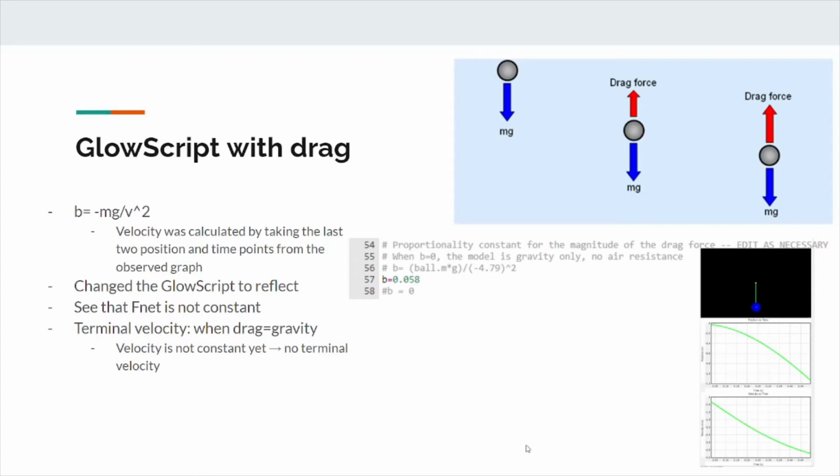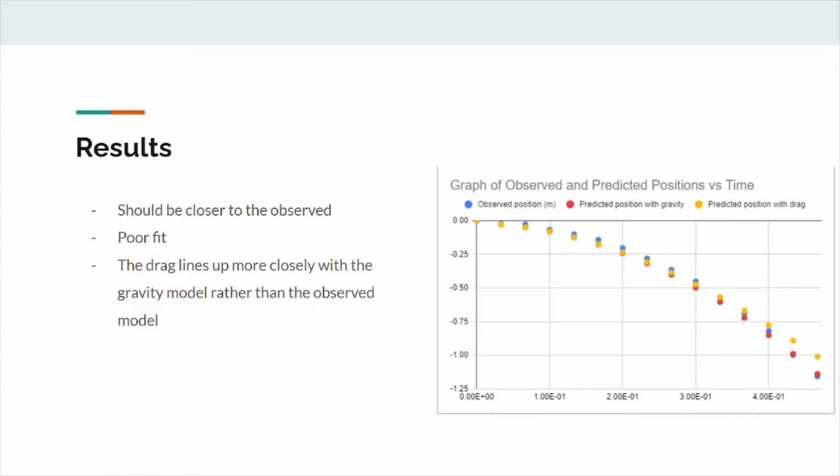This graph of changing velocity as time continues demonstrates that the object is not at terminal velocity since velocity is not constant yet, though it begins to level off. Here is the comparison of the predicted and observed positions.